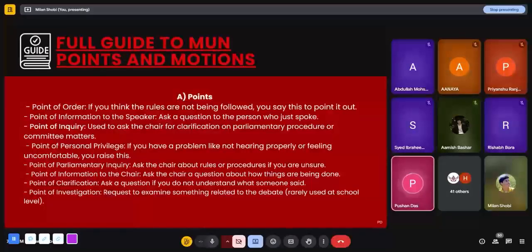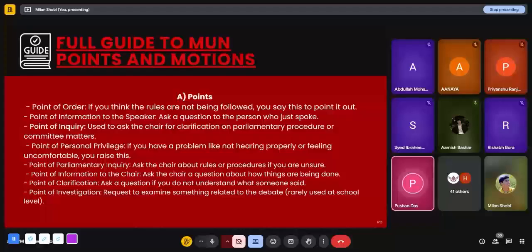Point of investigation. Delegates raise a point of investigation to examine something related to the debate. Say you wish to gather some evidence to support or oppose the speaker's stance. This, however, is rarely used in school MUNs, so you need not worry about it much.